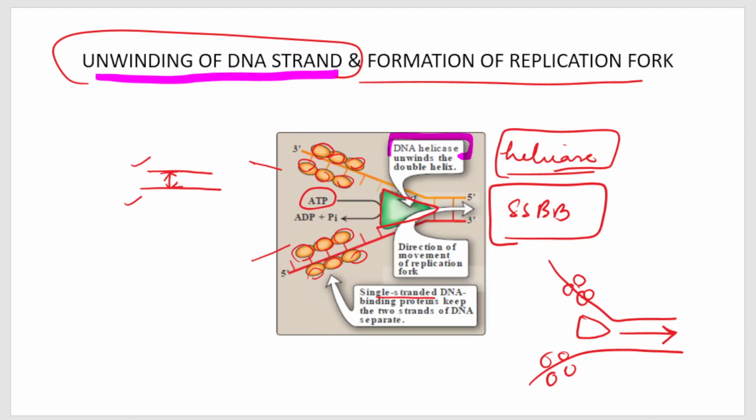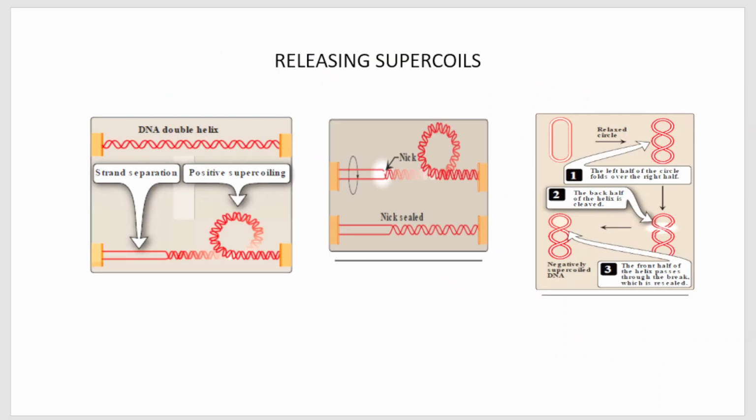The next step is, as you keep unwinding the DNA, what happens? There are supercoils which can be formed, either positive supercoils or negative supercoils. As the DNA gets unwound, look at this, there is torsion here. Thus the positive supercoils are occurring ahead of this strand separation.